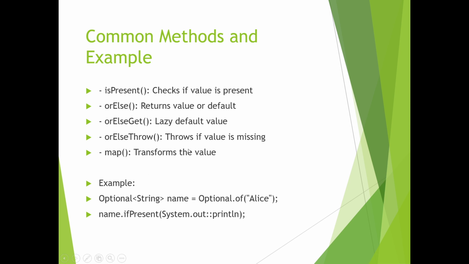And map basically transforms the value. Here, I gave you one example. We have an Optional, and I'm passing some name. So I can check whether this container is empty or not. That's why we have one more method, ifPresent. With the help of ifPresent, I can check: if a value is present, then we'll get true, otherwise it will return false. Okay, now let's go to the Java code.